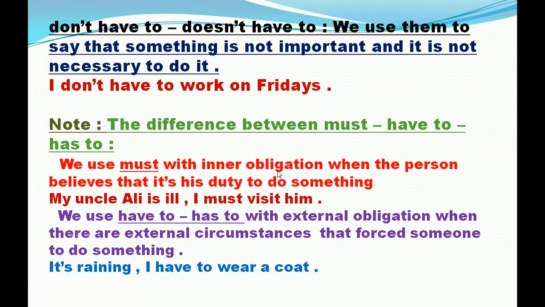But when should we use have to? We use have to or has to with external obligation, when there are external circumstances that force someone to do something. For example, it's raining, I have to wear a coat. Here in this sentence, there are external circumstances that forced me to wear a coat. It's raining, so I have to wear a coat.